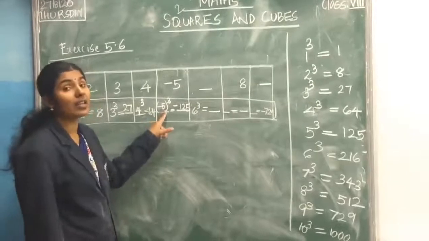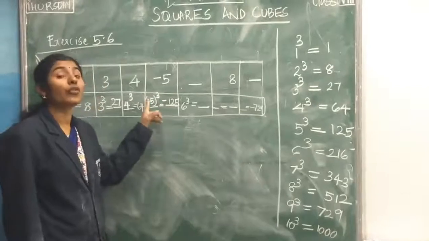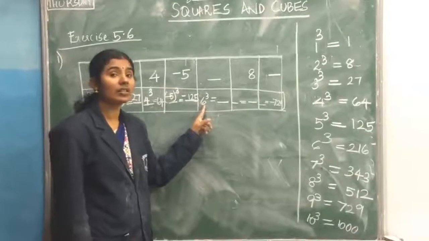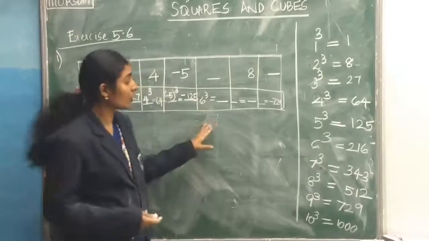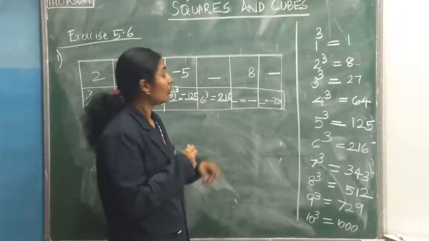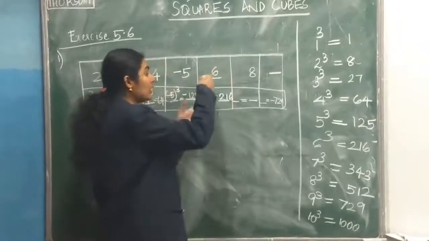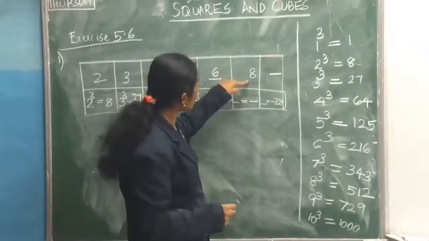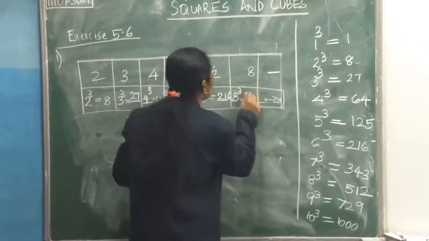So what is the cube of a negative number? For the result you should give a negative sign. 5 cube is 125, so -5 cube is -125. Next you see, in the second column they are giving 6 cube. What is 6 cube? 216. In the first row, which number are they giving? Its cube only we are taking. Next, 8. 8 cube is which one? 512.